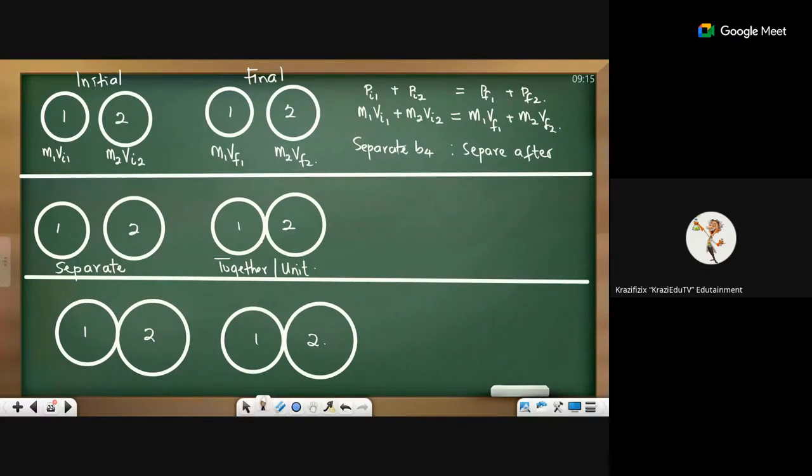But is it making sense to you guys? The first one, they were both separate before and separate after. The second one, separate before and together. If they are together, it means that they have the same final velocity. Talk to me.